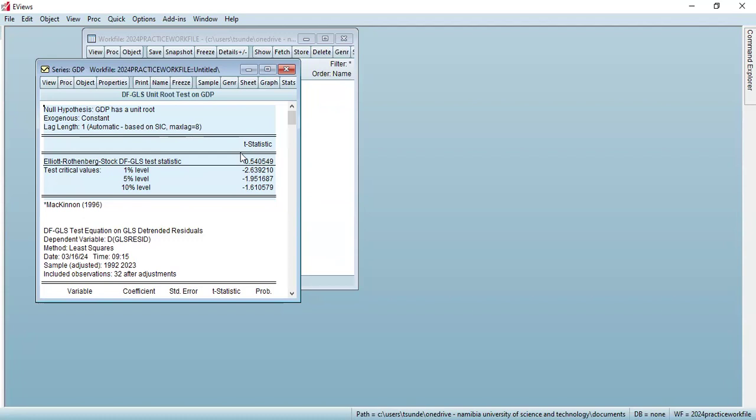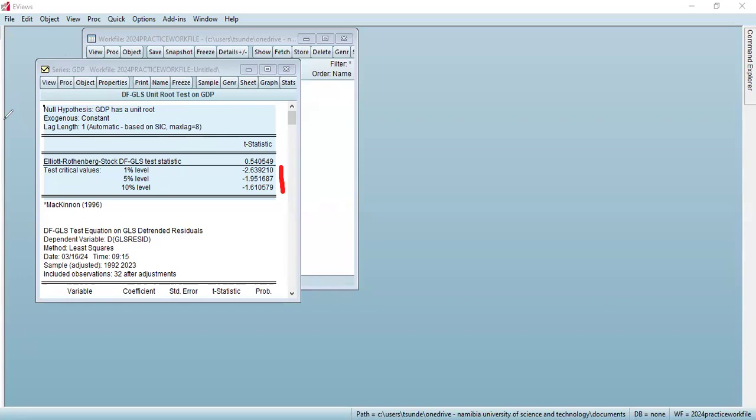In the explanation that I gave earlier, I said that if the calculated t statistic is more negative than the critical values, and the critical values are the ones that are given here, then the variable is stationary. But in this case, the calculated t statistic is actually on the positive side, which means that this variable has a unit root. That is the conclusion that we come to. It has a unit root, which means it needs to be differenced for it to become stationary. I hope you are getting my explanation.